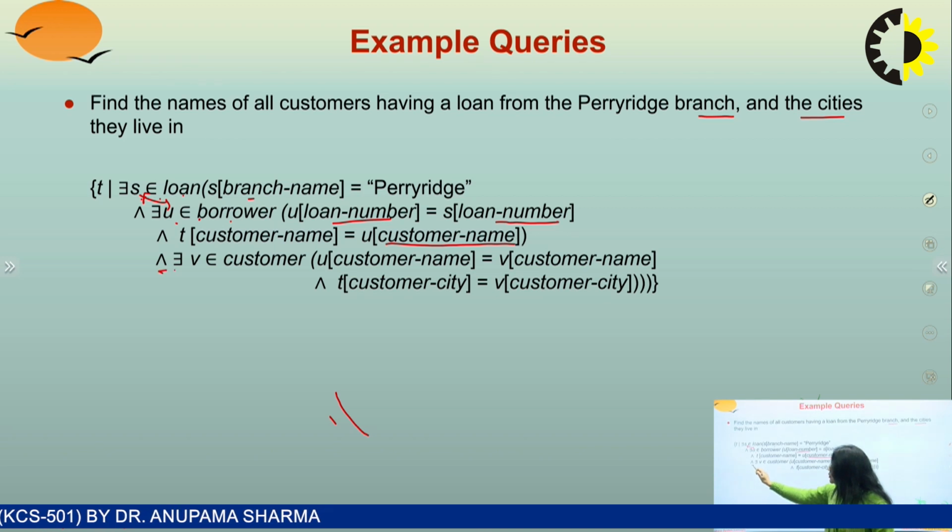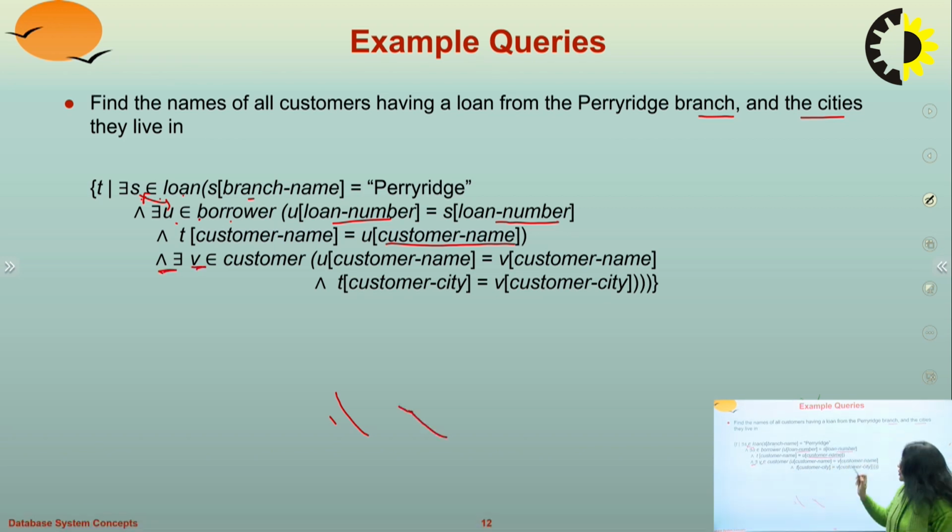And there exists V element of customer. U customer name is equal to V customer name, and T customer city is equal to V customer city. We are making the relationship between these two, and at last with this, right? So in this way we will be able to write the query.